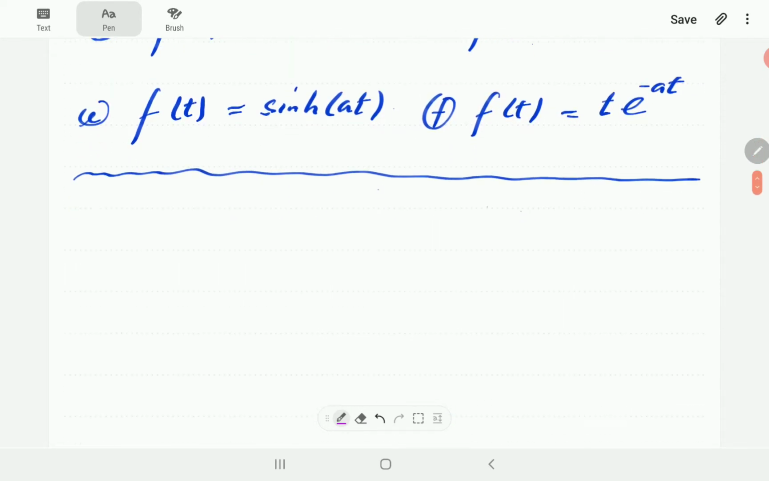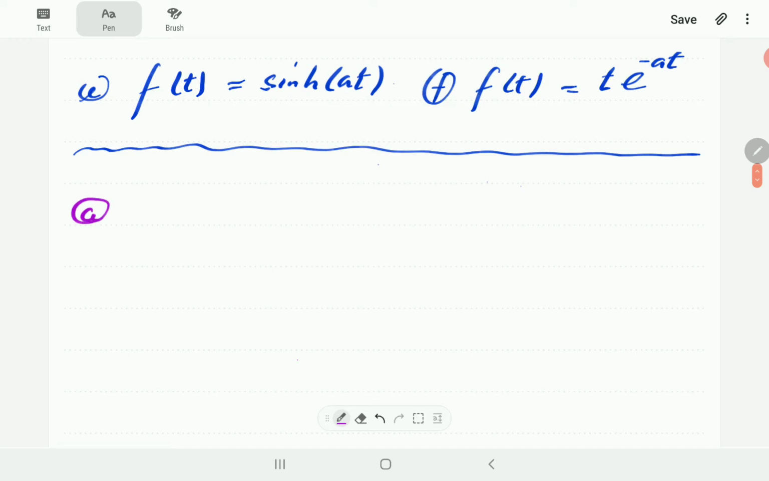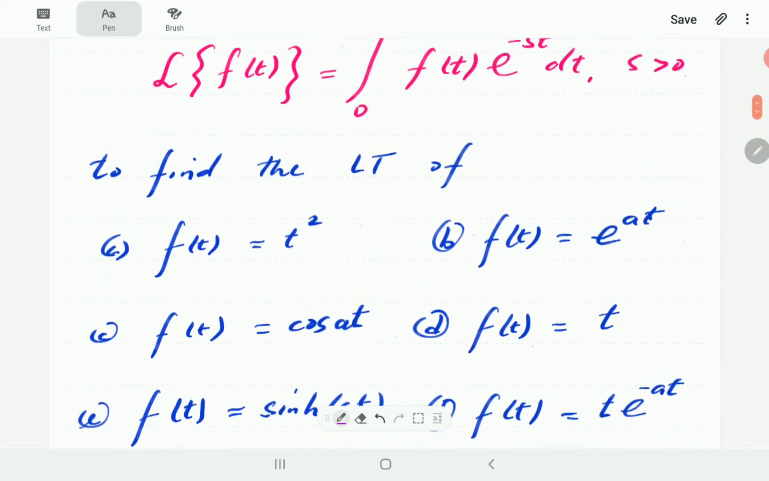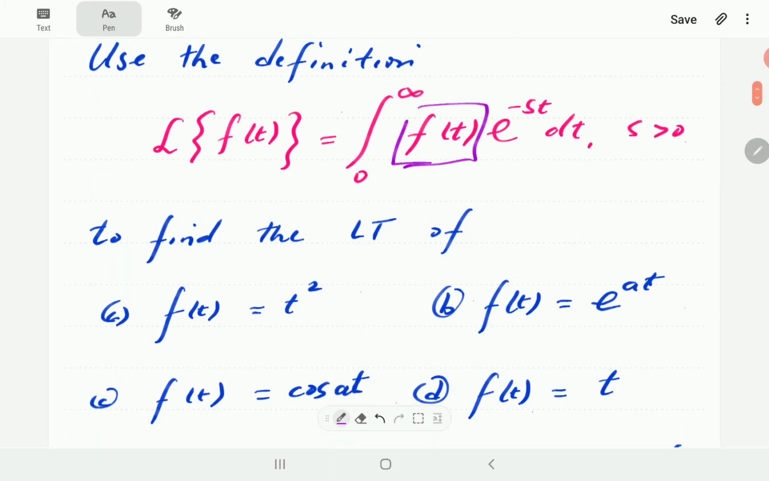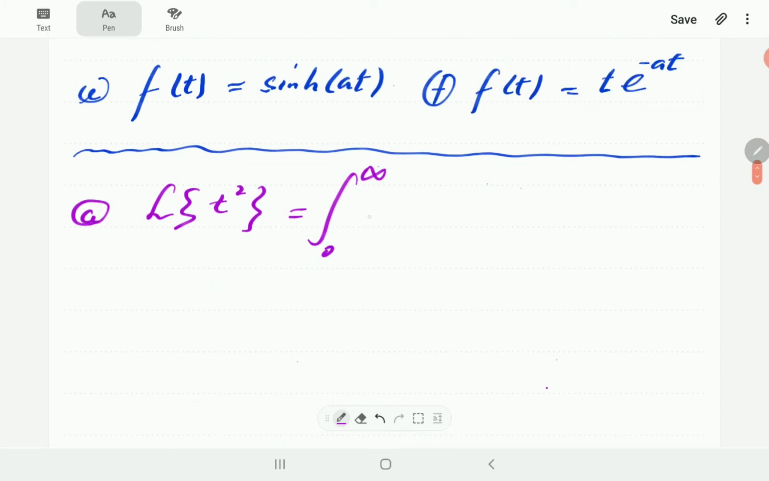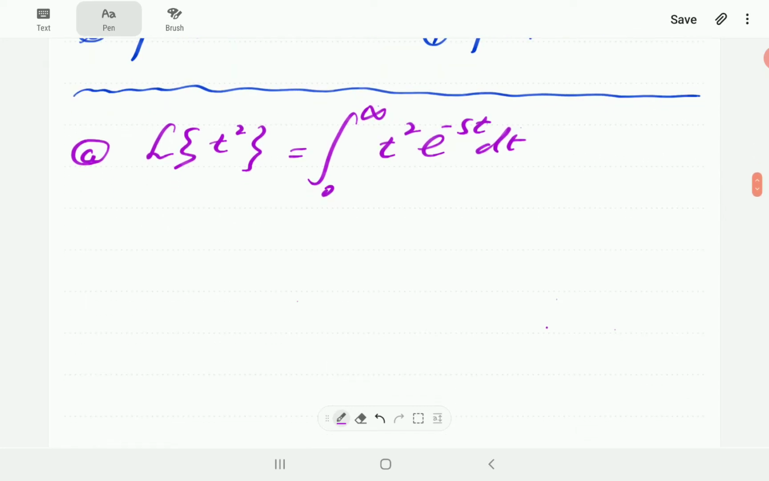So let's get on with the first one. In the first one, we're looking for the Laplace transform of t squared. So this is going to be the integral of, so we're simply going to plug in t squared here. So that is going to be t squared e to the minus st dt. So remember, s is a positive parameter. So this can easily be evaluated using tabular integration.